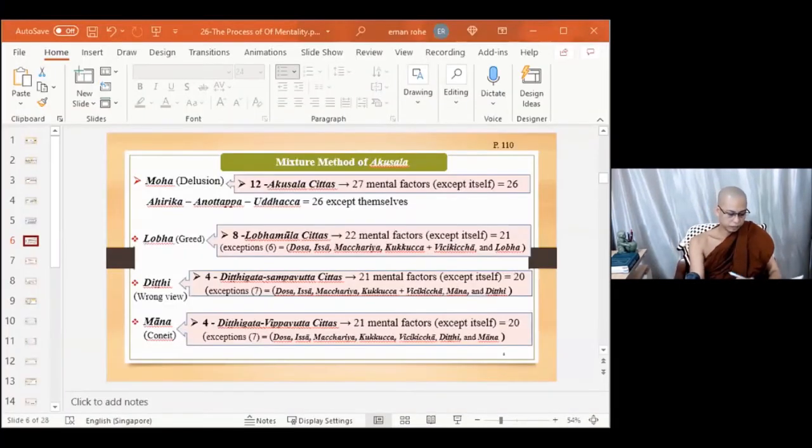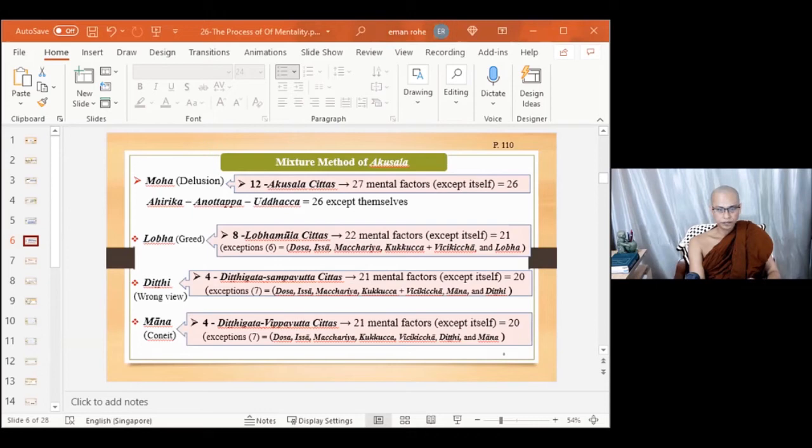Good morning, Bhante. My question is about slide number 6. Hold on, let me start up again, because I just restarted the Zoom. Slide number 6. Okay, the example under Moha, delusion.